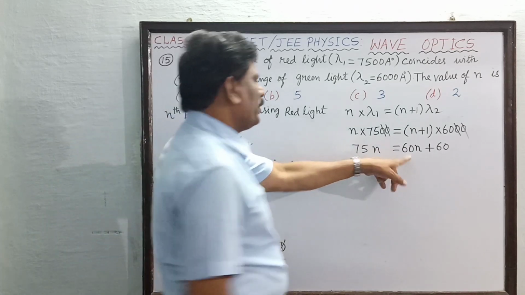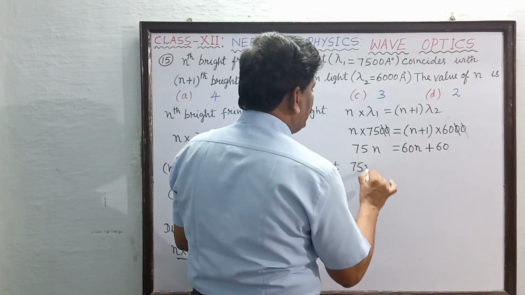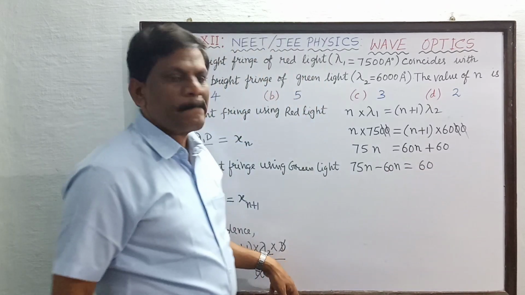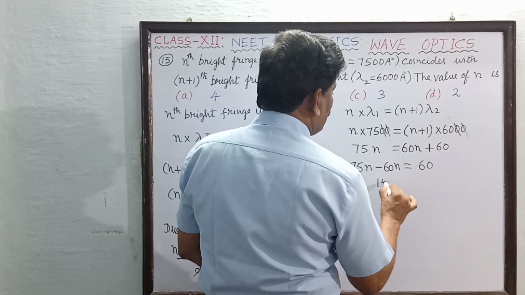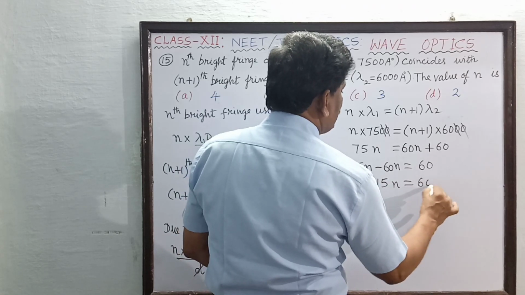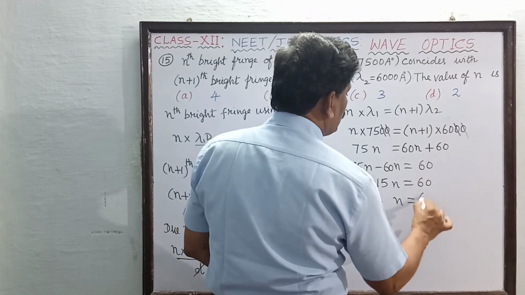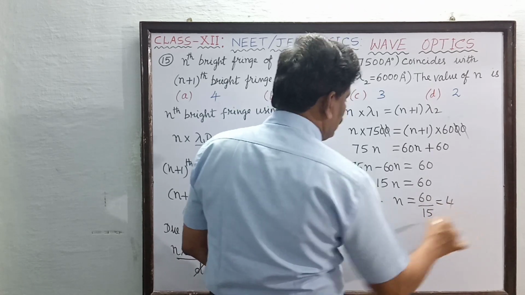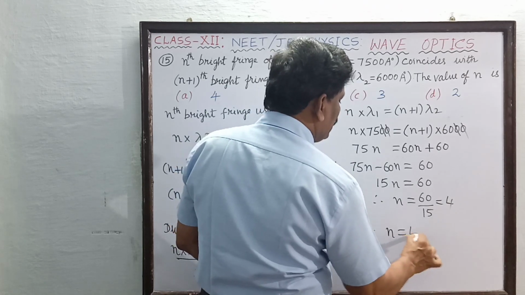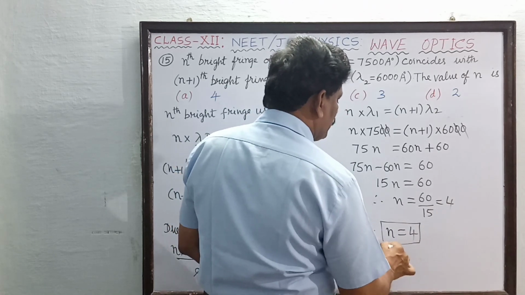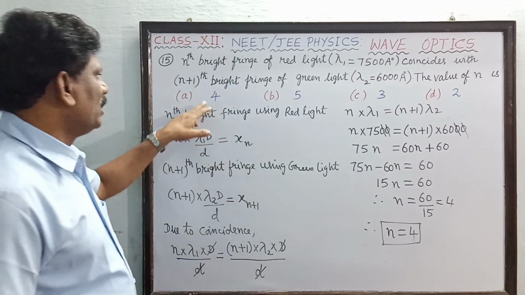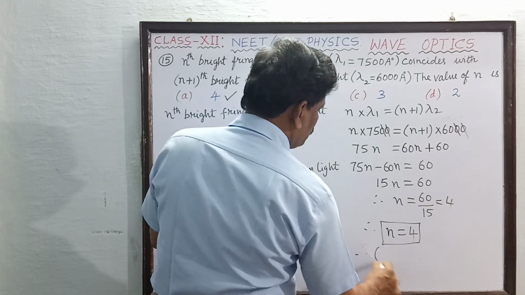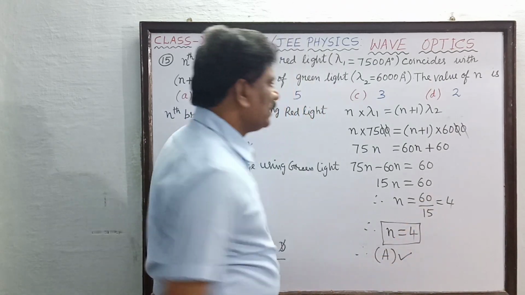Now 75n minus 60n is equal to 60. So 15n is equal to 60. Therefore n is equal to 60 divided by 15, which is equal to 4. Therefore the value of n must be equal to 4. Now check the options. Option A itself is the right answer. Therefore option A is the right answer.